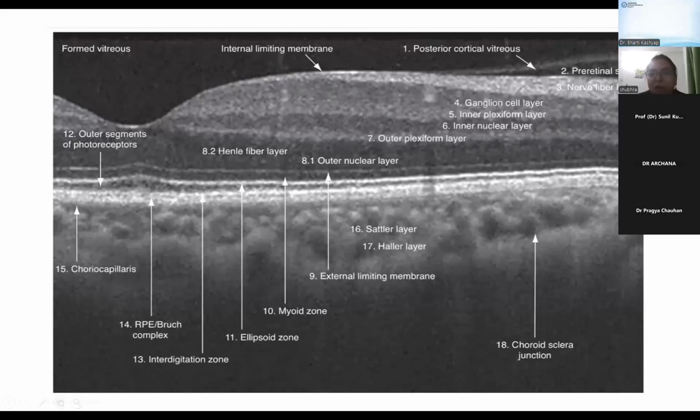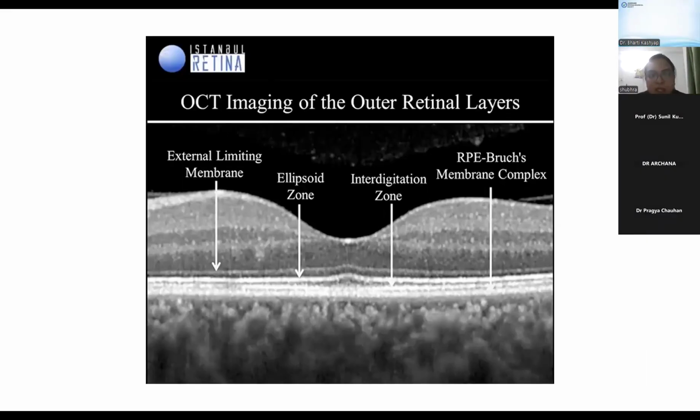Okay. Below the RPE is the choroid, which is better visible in a swept source OCT. The choroid, namely, we have the three layers, which has the choriocapillaris, that is closest to the RPE. Then we have the Sattler layer and the Haller layer. So this is what the outer retinal layers I was talking about.